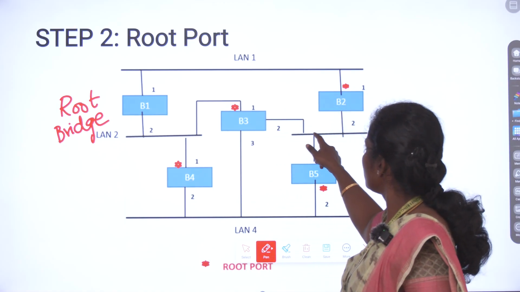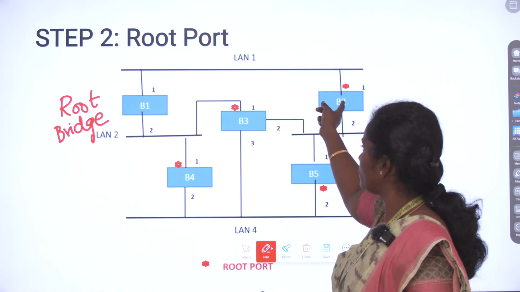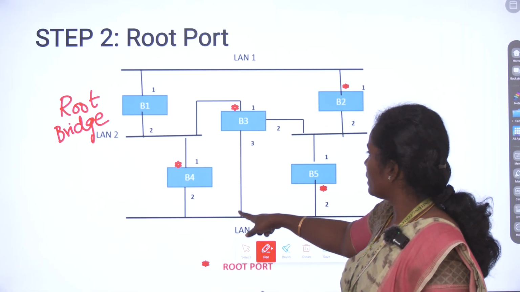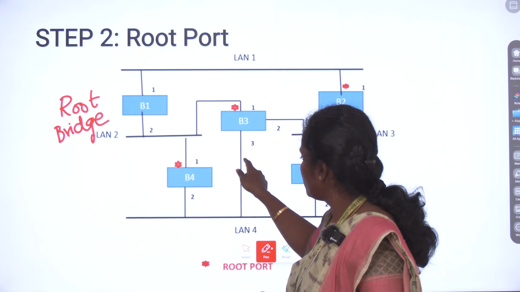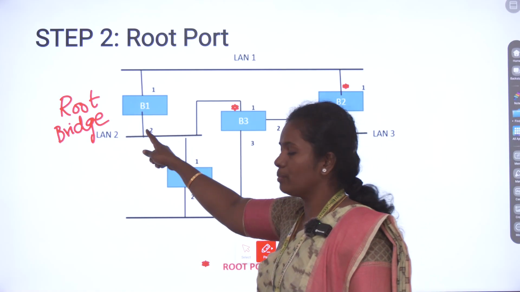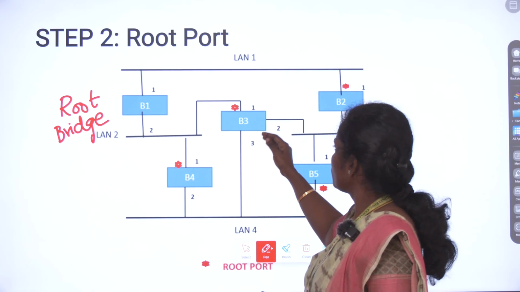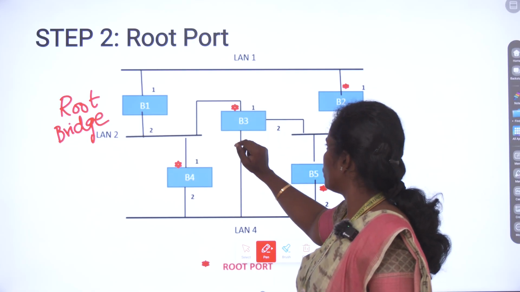If I take port 2, it will take 2 hops, B3 to B2, B2 to B1. For port 3, it also takes 2 hops, B3 to B4, B4 to B1. So compared to 1, 2, 3, port 1 is the root port.